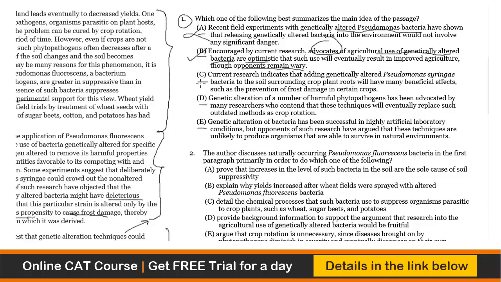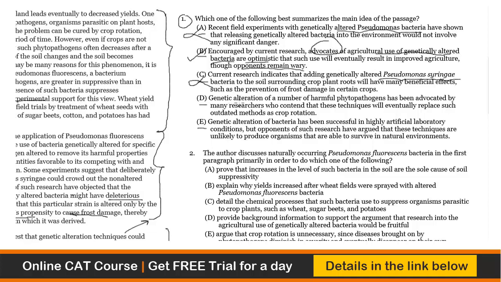Then you go to C. Current research indicates that adding genetically altered Pseudomonas bacteria to the soil surrounding crop plants will have many beneficial effects. Again, the problem is you're focusing too narrowly on the Pseudomonas syringae, and secondly, you're not mentioning the optimism of the advocates and the pessimism of the opponents. So again, incomplete and partial option. Too much of a narrow focus and not covering everything.